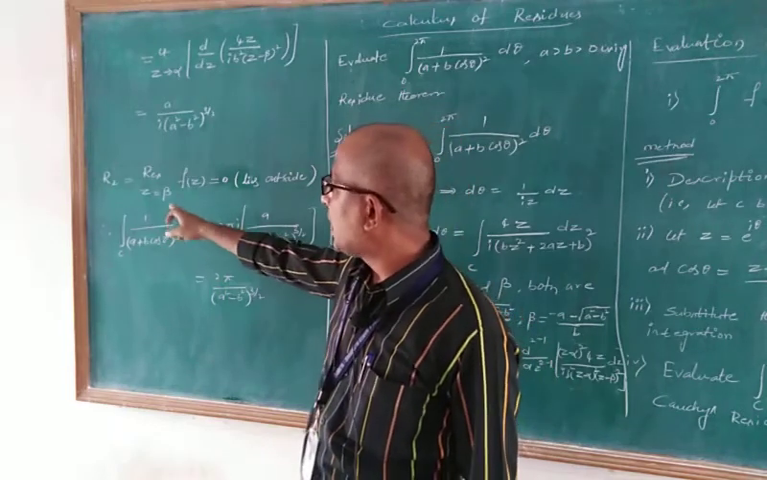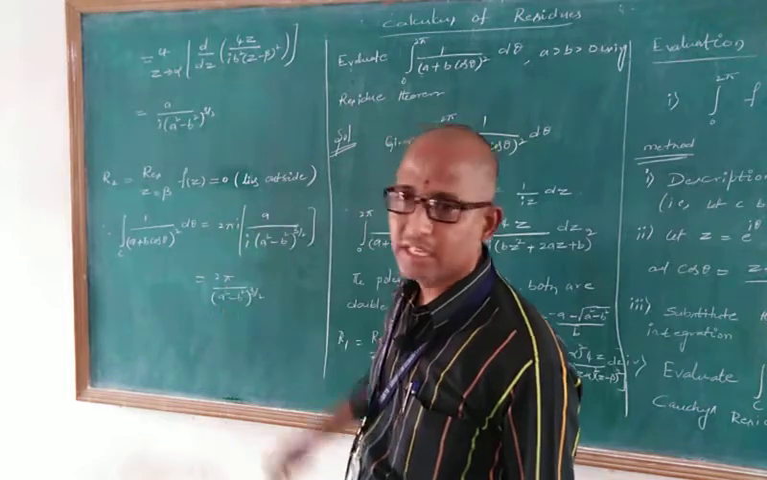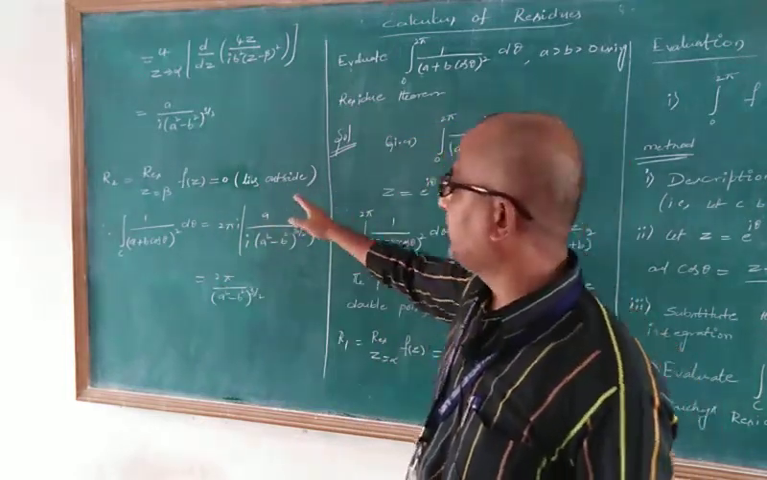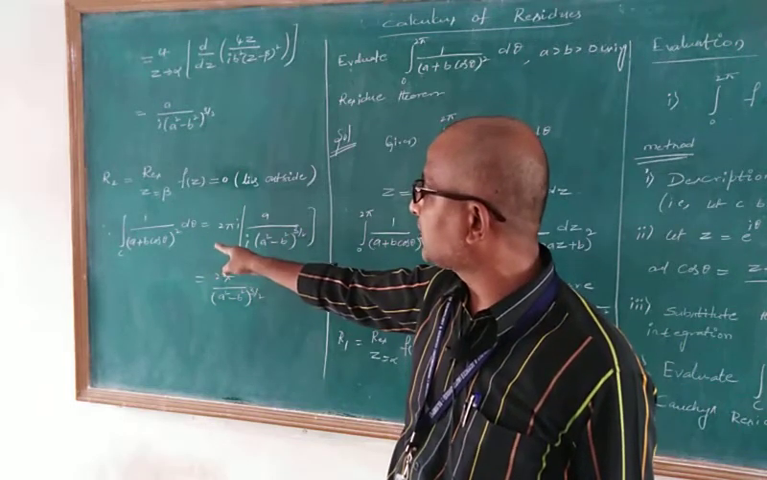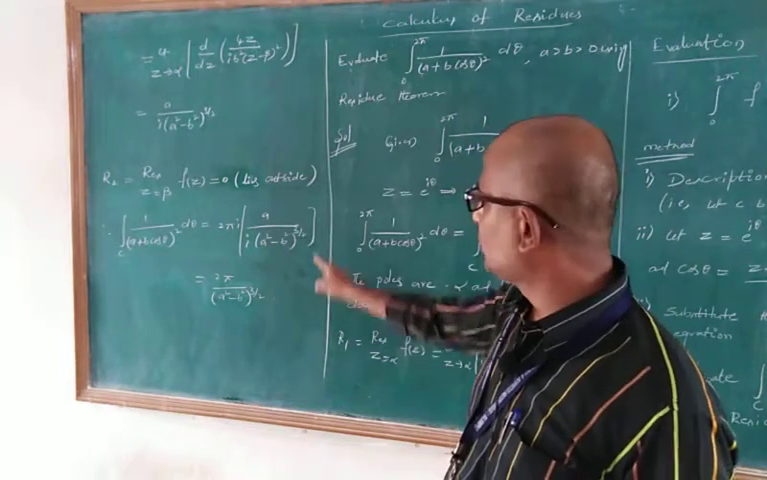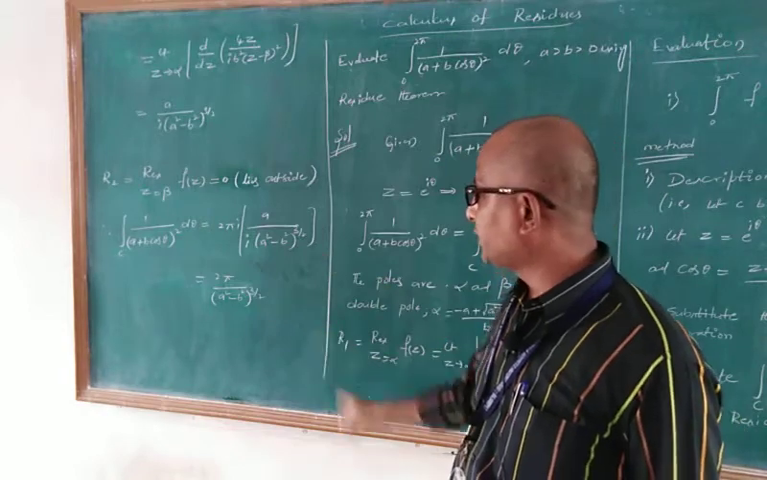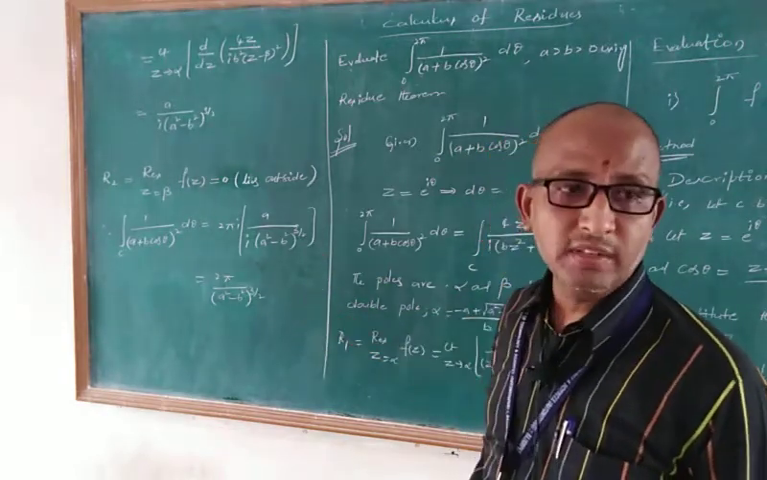Next, residue r2, the residue at z = β of f(z), equals 0, because the β value lies outside of the circle. Therefore, the integral of 1 divided by (a + b cos θ) whole square dθ equals 2πi times a divided by i(a² − b²)^(3/2), which equals 2πa divided by (a² − b²)^(3/2).